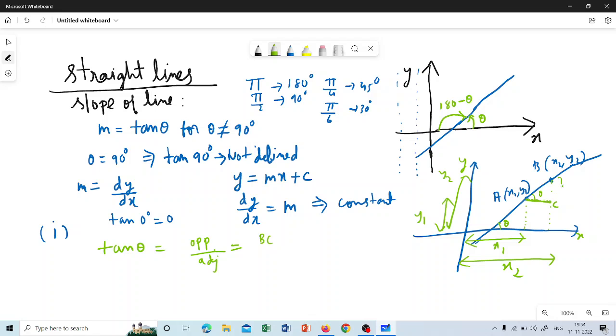So now what will be AC? Now you know that BC is nothing but the difference between these two, right? You can observe y2 minus y1, because y2 is up till here and y1 is only till here. We need only this part. Similarly, what is this one? This one is x2 minus x1. So tan theta is equal to BC by AC, which is equal to y2 minus y1 by x2 minus x1. So I think this is a general expression.